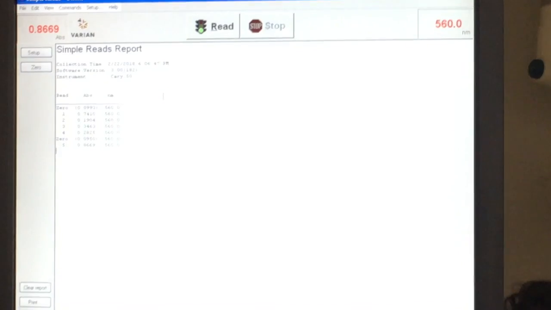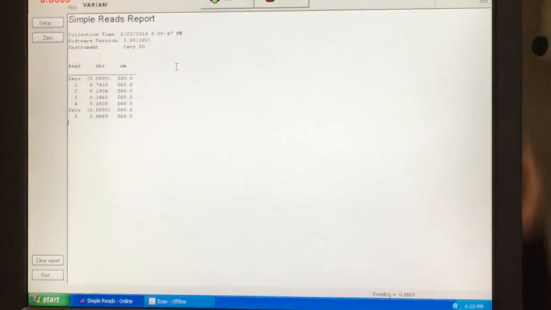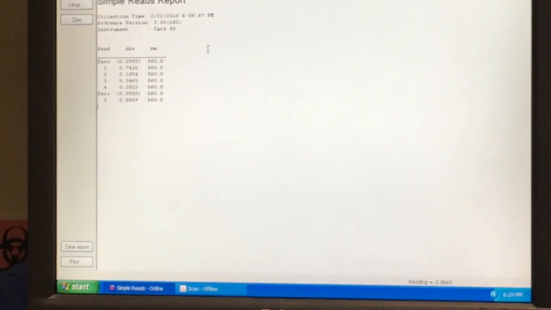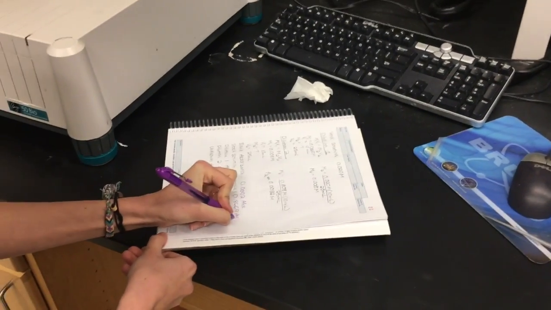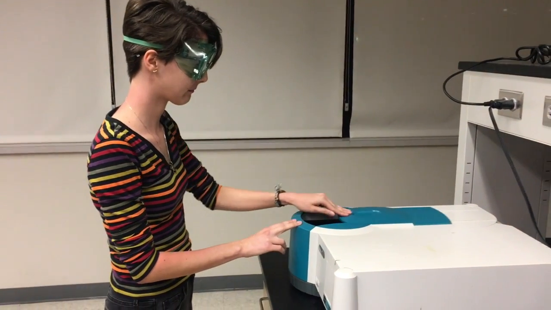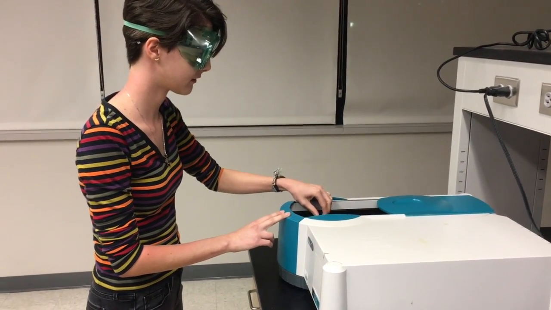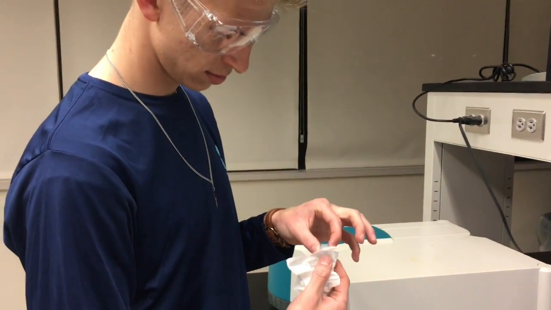Close the spectrophotometer and read the absorbance using the machine. It is important to write it down in the lab notebook for future calculations. After taking out the sample, make sure to close the spectrophotometer.